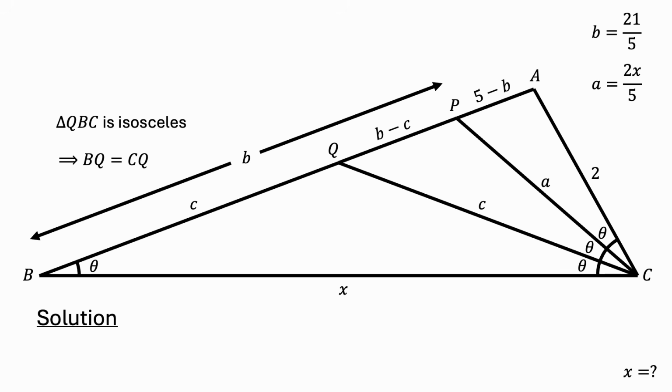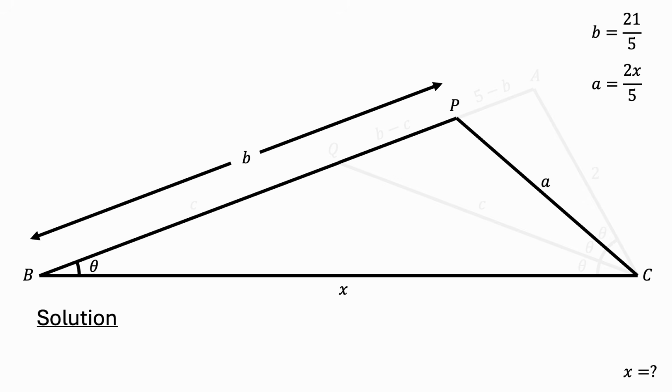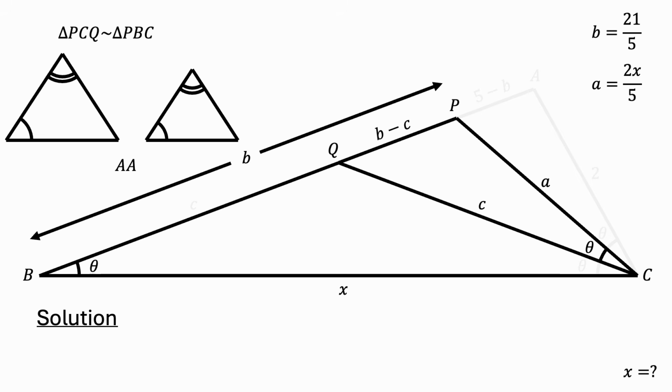Next, consider triangle PCQ and triangle PBC. We claim that triangle PCQ is similar to triangle PBC. Since angle PCQ equals angle PBC equals theta, and angle P is common, the two triangles are similar by AA.